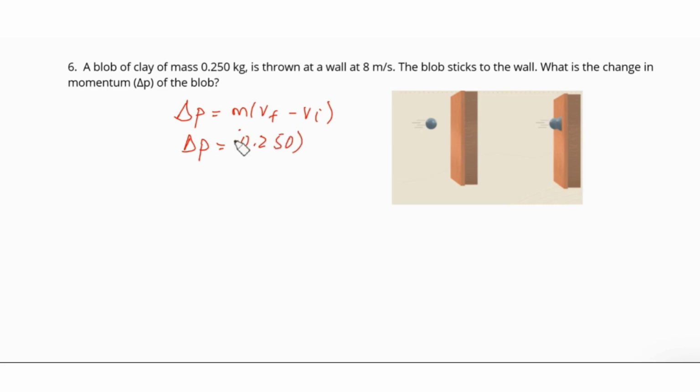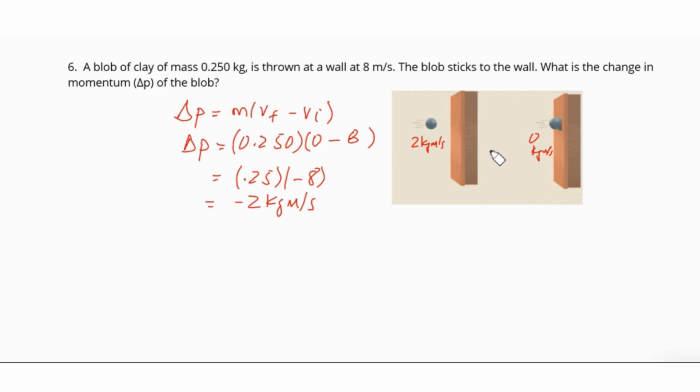0.25 times vf, which is 0, minus 8. So that becomes 0.25 times negative 8, which is negative 2 kg·m/s. So this ball had 2 kg·m/s while he was hurtling in towards the wall, and boom, now he has 0 kg·m/s because he's at rest.